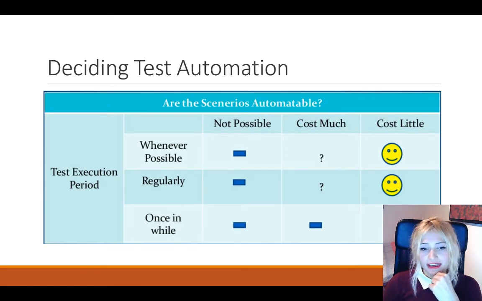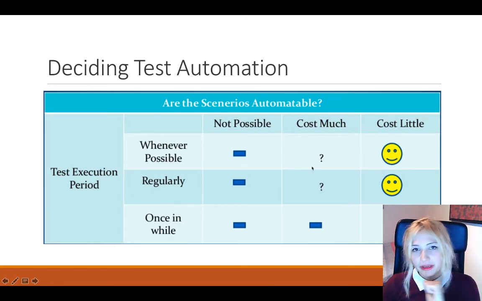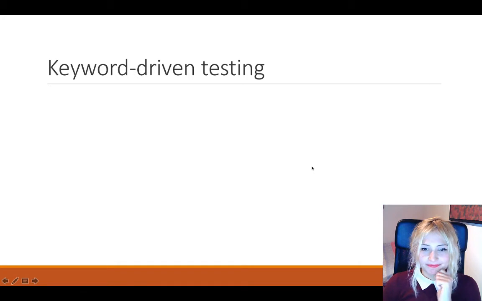So how can we decide? If it's possible whenever and it costs little, you have to do it. And if it's regular and it costs, you still need to do it. But if it costs much, maybe your manager needs to take that decision.